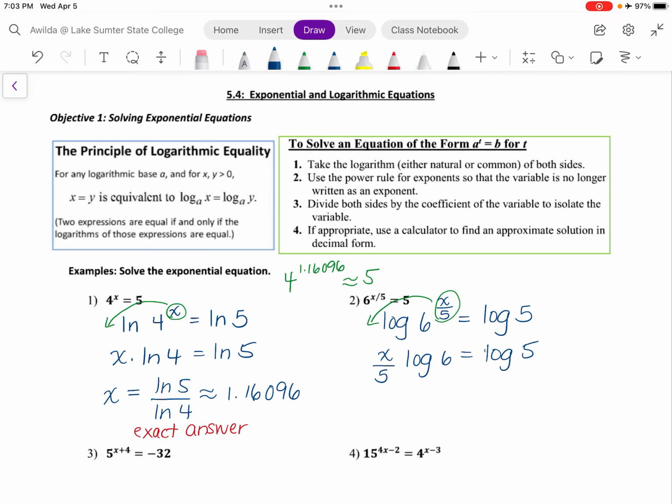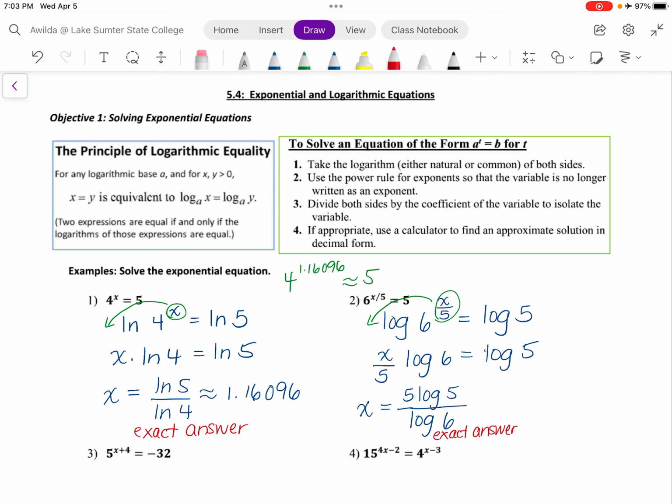Now I can start isolating the x variable, and I can do it in one step by multiplying both sides by 5 to clear the denominator on the left, and then dividing both sides by the common logarithm of 6. So for the sake of space, I'm going to do that all in one step, and I'm going to have that x is equal to common logarithm of 5, times 5, divided by the common logarithm of 6. Again, this is an exact answer.